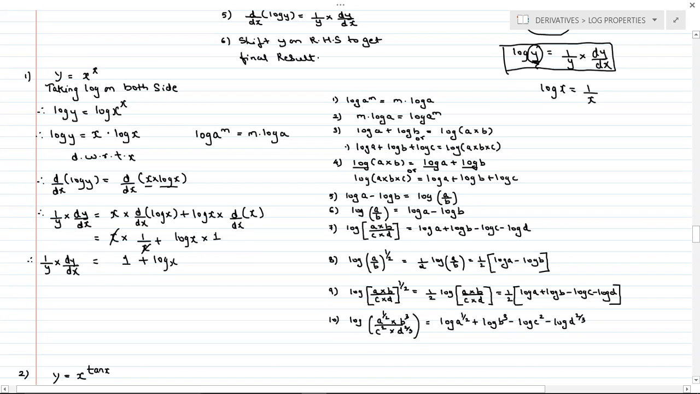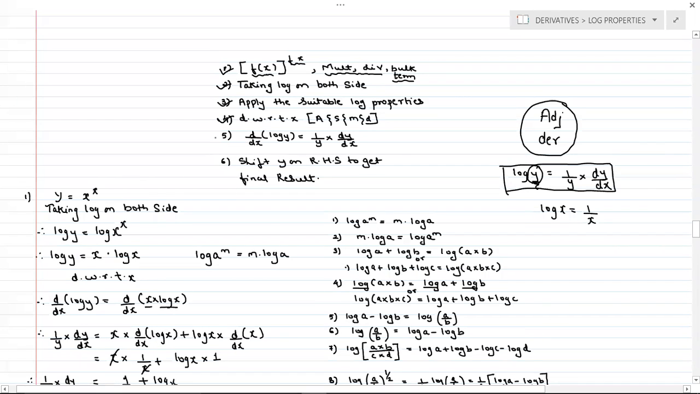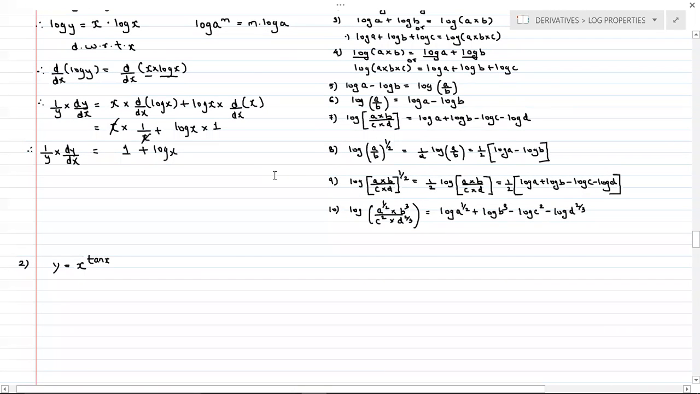Okay, so after finding the derivative, as I told, the last step is what? You have to shift y to the right hand side. You have to shift y to the right hand side to get the final answer. Okay, so here we'll keep dy by dx as it is, and you have to shift y to the right hand side. So this part we will write inside the bracket.